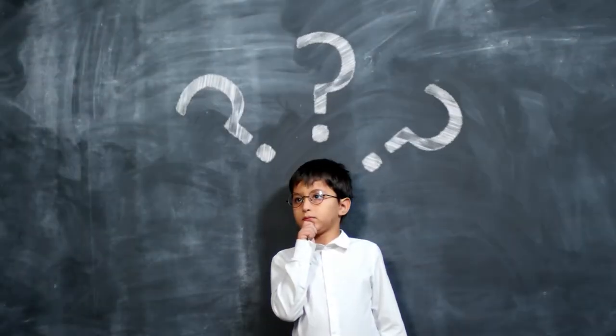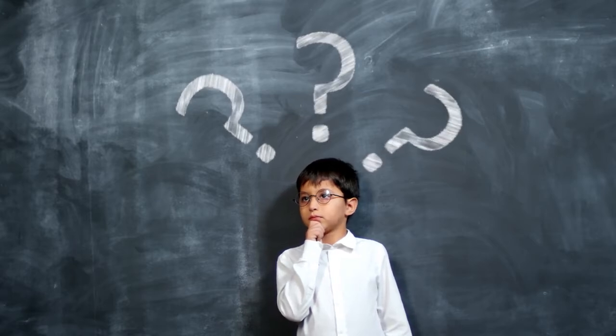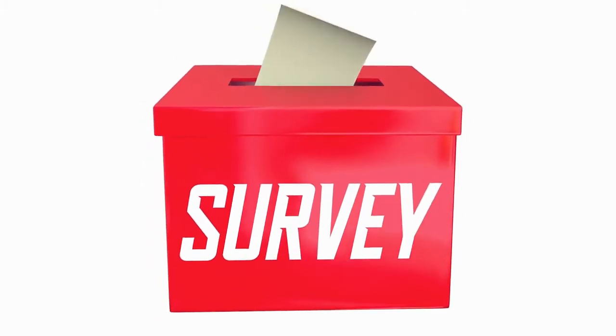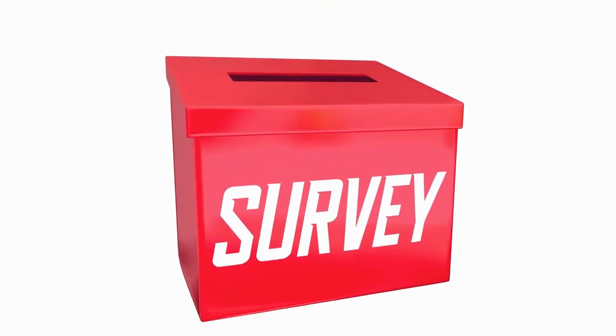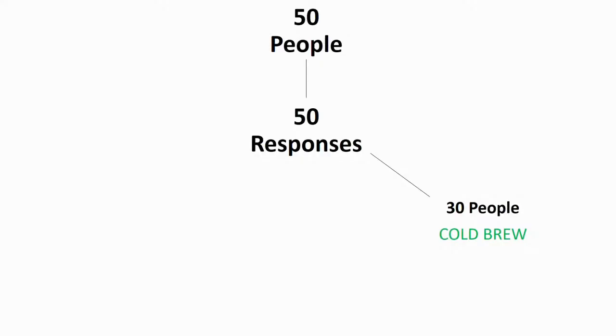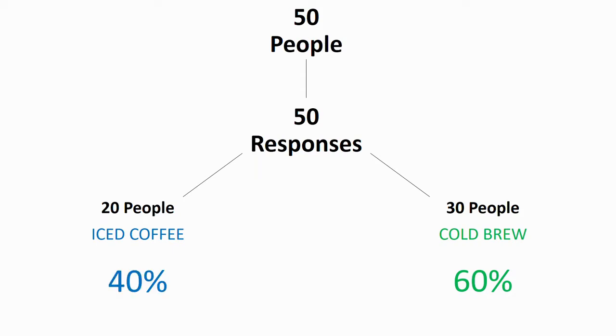Charlie has a suspicion that more people may drink cold brew. He decides to survey a random group of people in the area. He asks them if they usually drink cold brew or iced coffee. After surveying 50 random people, he finds 30 people that like cold brew and 20 people that like iced coffee. Not only do more people seem to drink cold brew compared to iced coffee, but a substantial amount of people seem to drink more cold brew than iced coffee. Charlie says that his sample shows that 60% of people drink cold brew while 40% drink iced coffee.